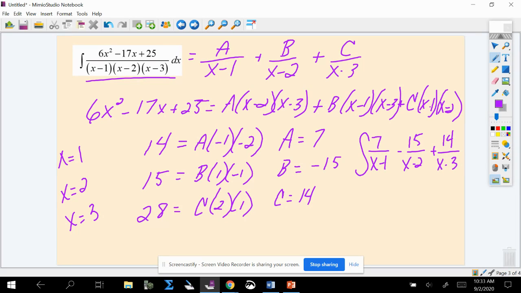Now, the nice thing, again, they're all natural logs. They don't have any adjustment. And I keep saying that. I want to make sure you know why. If I let u be the bottom of any of these, x minus 1, x minus 2, x minus 3, the derivative of them is just 1. So that's what I mean by no adjustment.